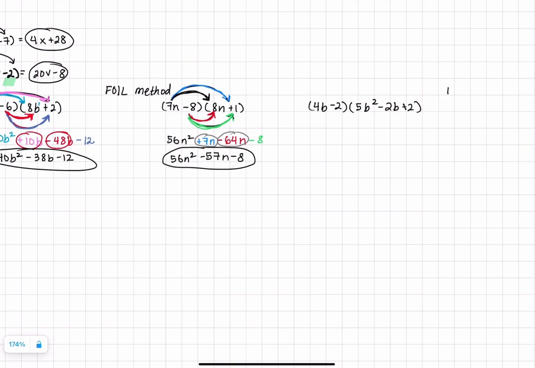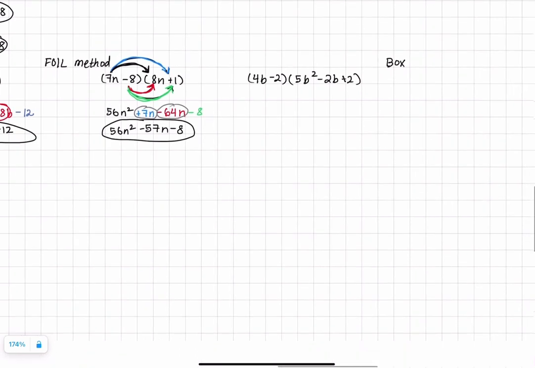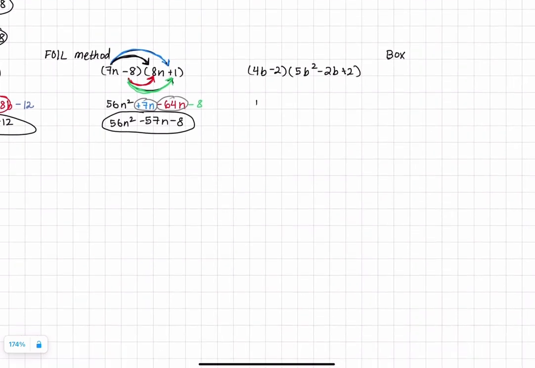So there's something called the box method that I really like. It makes sure that you're organized and everything's in order. What you do is list out each term on one side. So 4b, negative 2 goes on the vertical side. And then you can make this one on the horizontal side, so you create a box. So 5b squared, then negative 2b, and then the number 2.